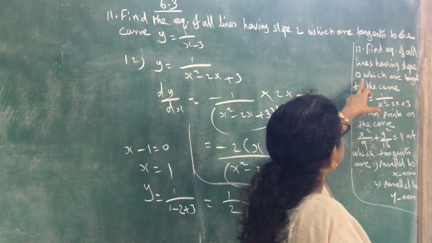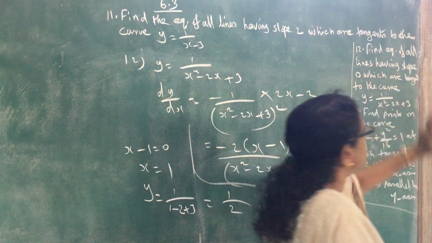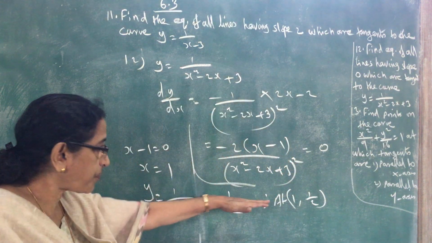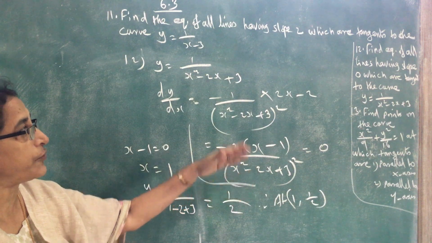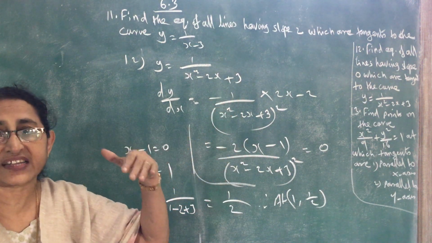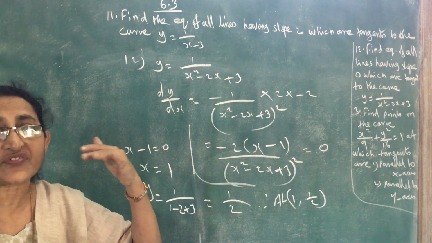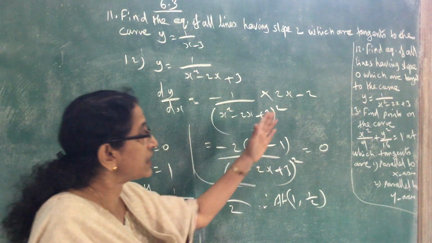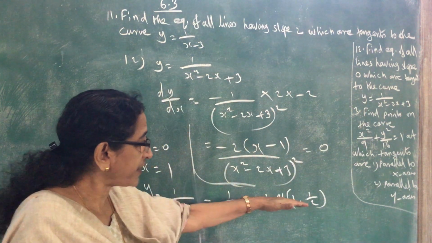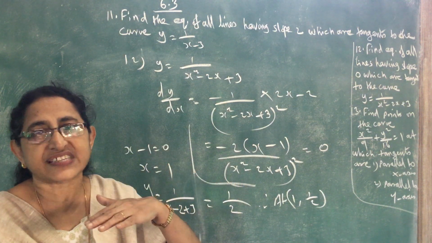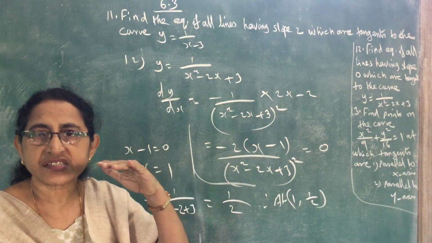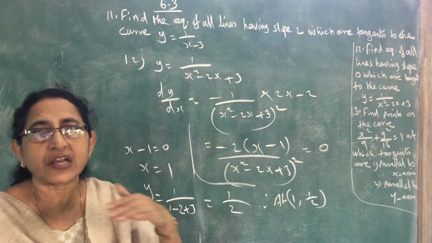So at this point, slope of the tangent is 0. We have to find the equation of such lines, that means the equation of the tangent where slope is 0. Slope 0 means that the tangent is parallel to x-axis.